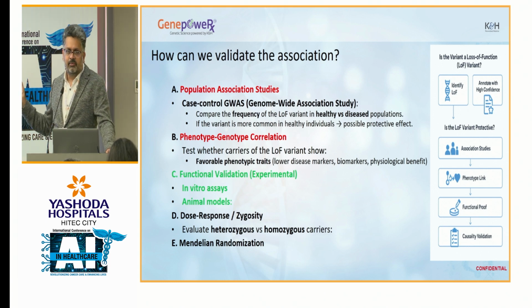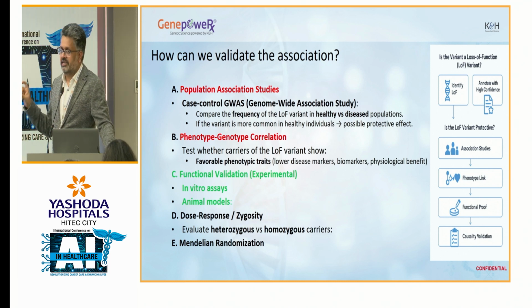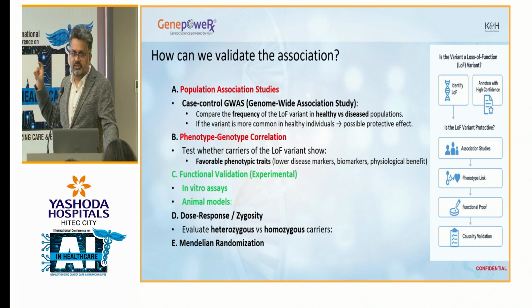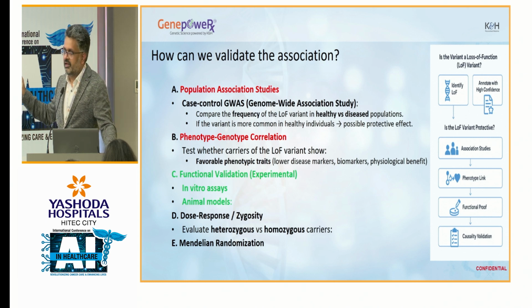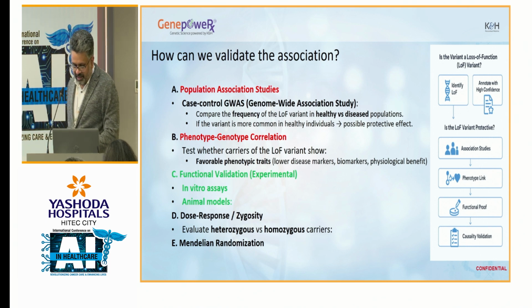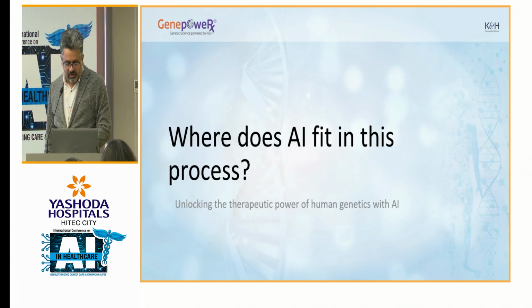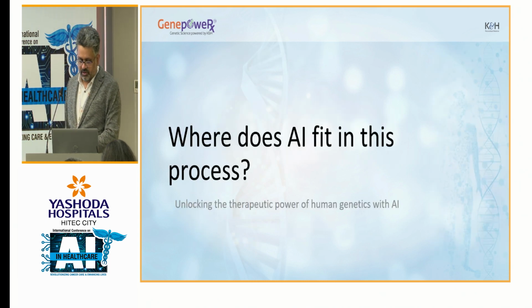C is the extreme cost: in vitro assays and animal models. This will cost almost 10 to 15 million for each variant to validate. So this is where the pharma companies come in, and this is where most of the validation R&D goes, and association studies. So where does AI fit in all these models?